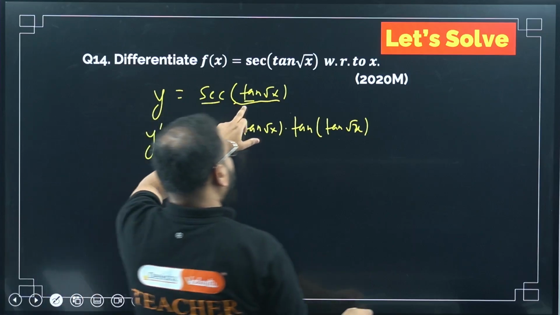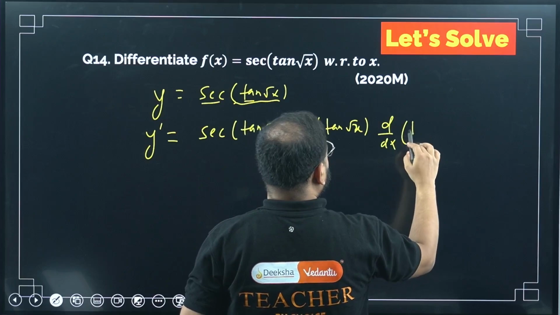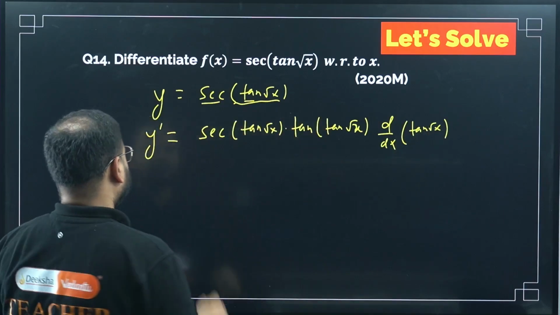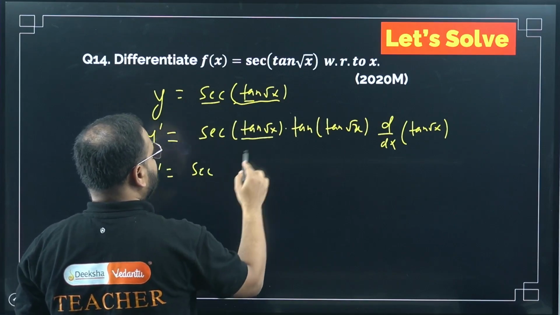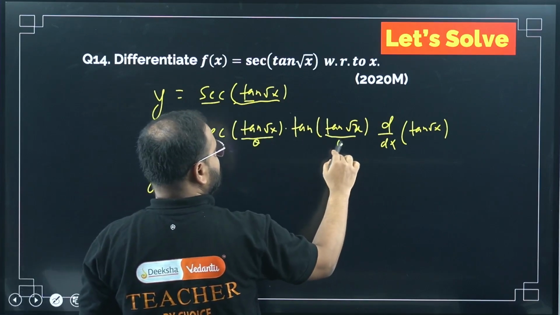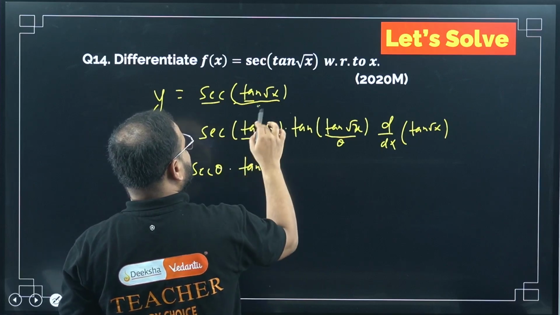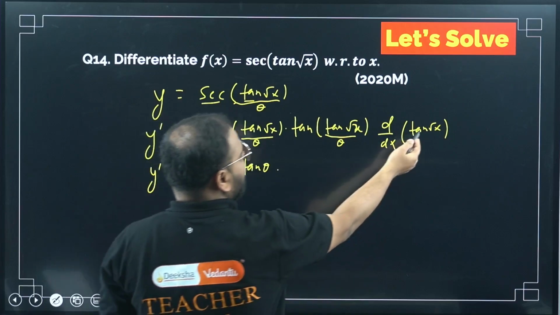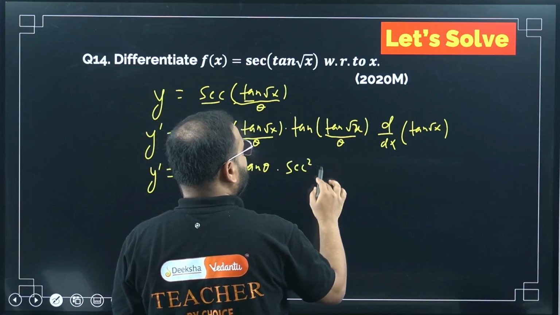Now next, what are we going to do? We will do for tan root x. Let me call this theta. So I'll write it as sec theta tan theta. I'm writing this as theta. What will this be? Tan differentiation is sec square. So sec square root x.